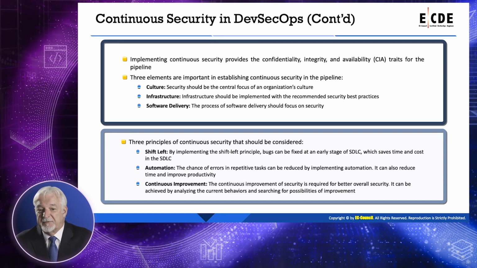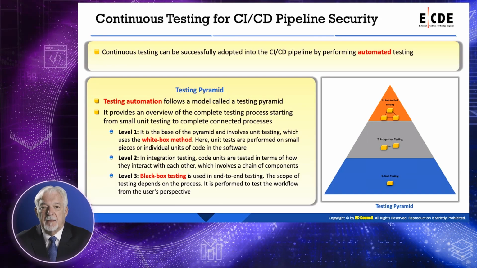Automation. The chance of errors in repetitive tasks can be reduced by implementing automation. It can also reduce time and improve productivity. And finally, continuous improvement. The continuous improvement of security is required for better overall security. It can be achieved by analyzing the current behaviors and searching for possibilities of improvement. Metrics can be looked at as well as the overall results of what's being produced. Continuous testing can be successfully adopted into the continuous integration, continuous development pipeline by performing automated testing.